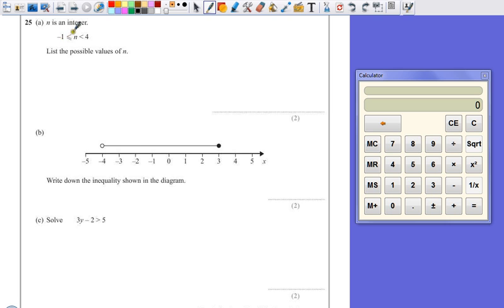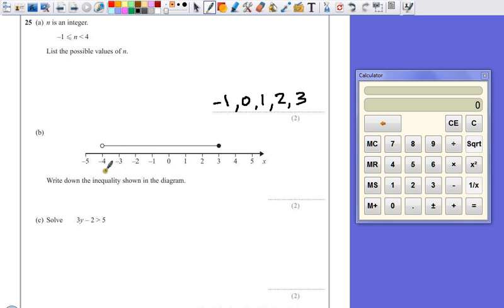Next we look at the symbols. So we know that -1 is less than or equal to our number, so -1 is the smallest it could possibly be. So we're just counting up from there, but we don't include the number 4. There's no equal sign. So that's -1, 0, 1, 2, 3. If you included the number 4, you would lose a mark here because there is no equal sign.